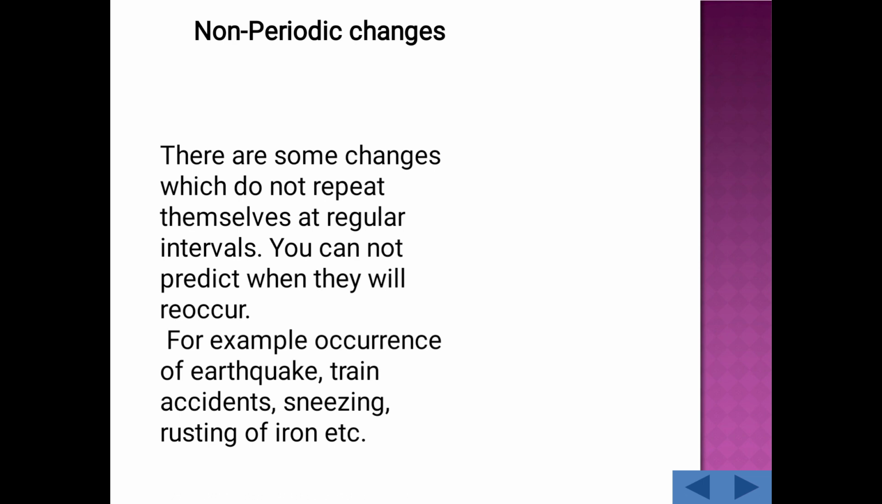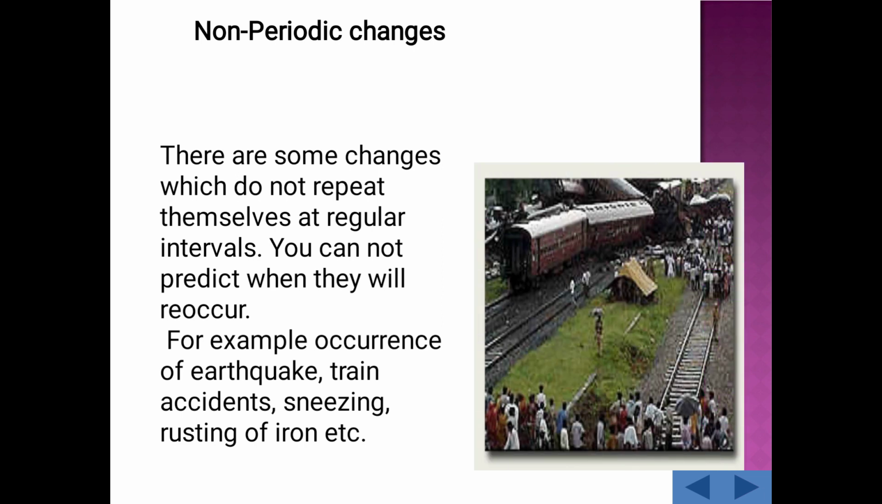Non-periodic changes. These are some changes which do not repeat themselves at regular interval. You cannot predict when they will reoccur. For example, occurrence of earthquake, train accidents, sneezing, rusting of iron, etc.